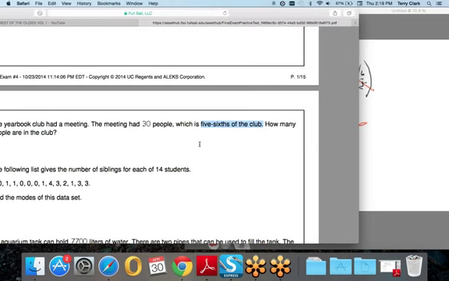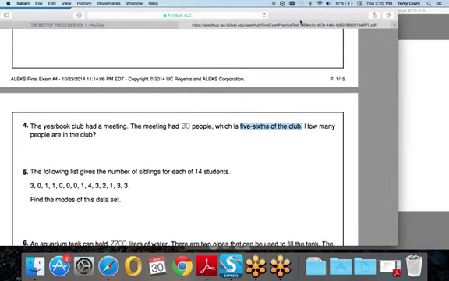The key is just knowing that 5/6 of the club means 5/6 times the club. And the club is, well, not 30 people in the club, but we don't know how many people are in the club because that's why they're asking it. So it's 5/6 times some unknown number. In this case, that unknown number is going to be x. So it's going to be 5/6 times x, and that's going to equal the 30 people that were at the meeting.